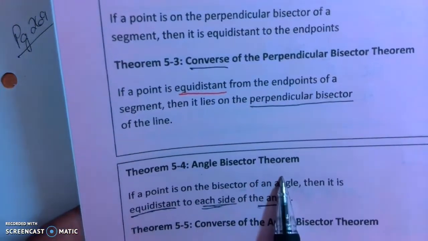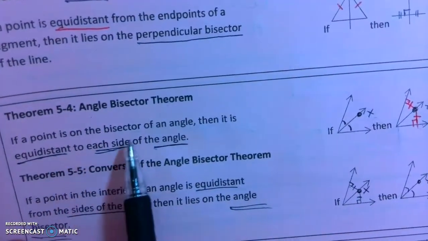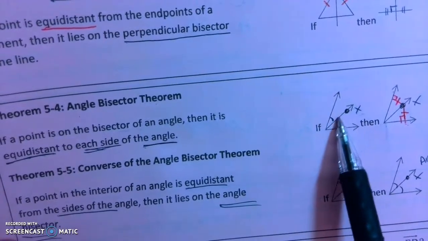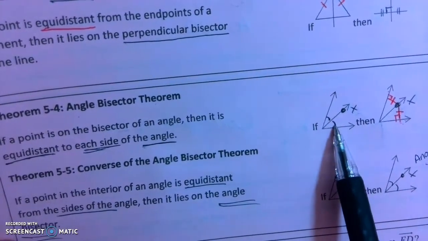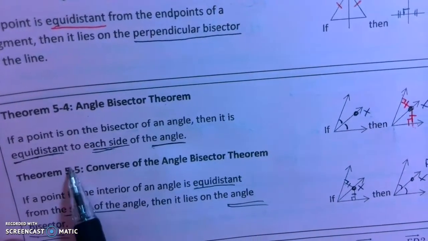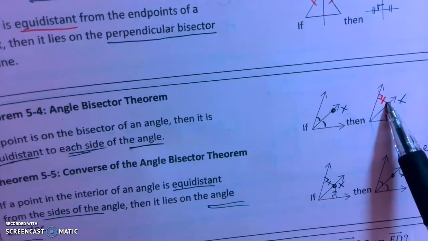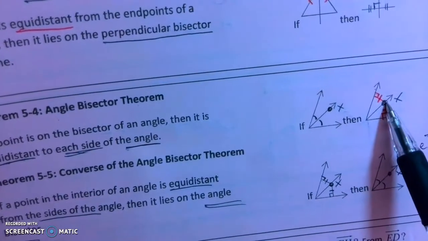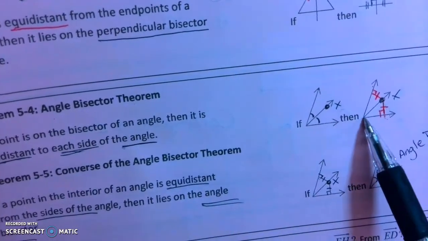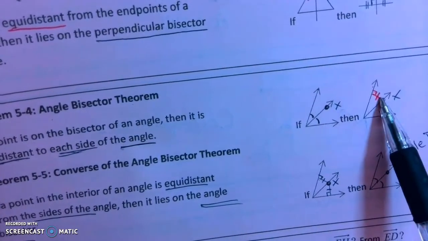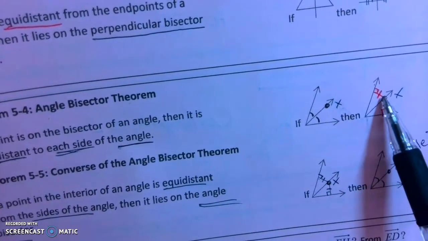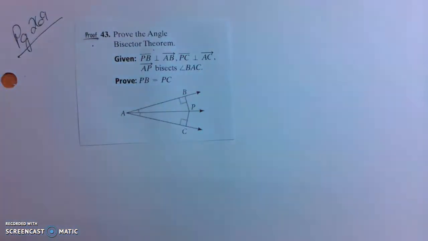The angle bisector theorem says if a point is on the angle bisector, so if I'm sitting here on this angle bisector, then it is equidistant to each side of the angle. So then we're going to prove why is this red line equal to this red line. Okay, if I'm on the angle bisector, why is this distance equal to this distance here? So that is what we're going to do.